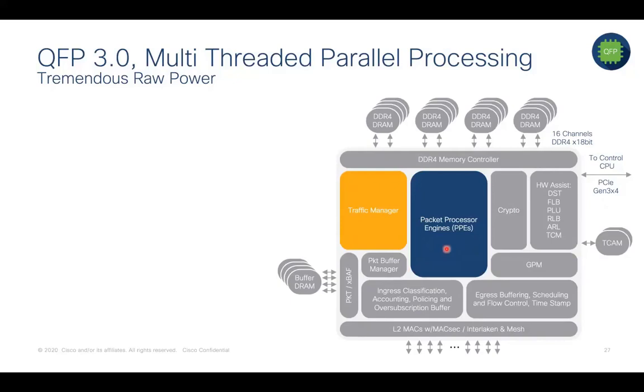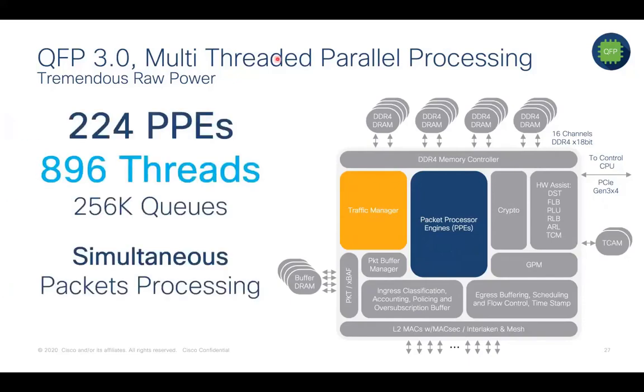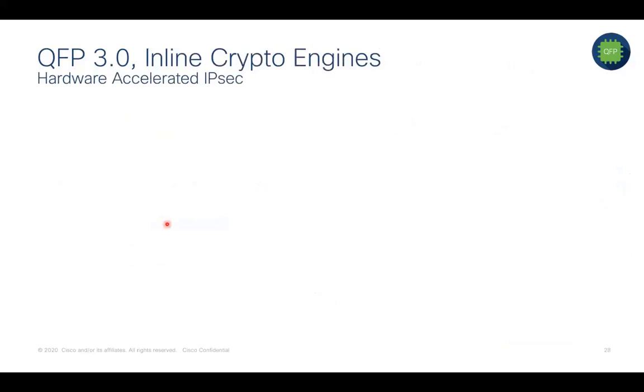So yeah, this is just the forwarding aspect. There is a queuing aspect attached to it, which is taken care of by the traffic manager. And all of this happens in parallel. That's why we call it multi-threaded parallel processing. 224 PPAs, 896 packets worked simultaneously. And with the help of 256K queues, this is ready for serving comprehensive QoS. Tremendous raw power there. Let's look at the second dimension, which is inline cryptography. We call it hardware accelerated IPsec for a reason.